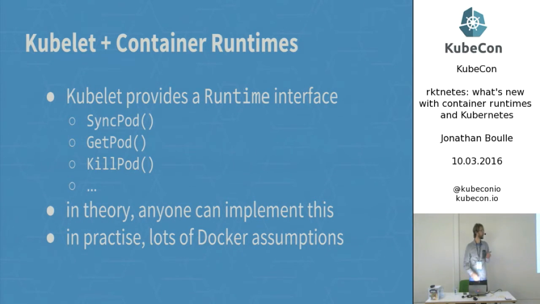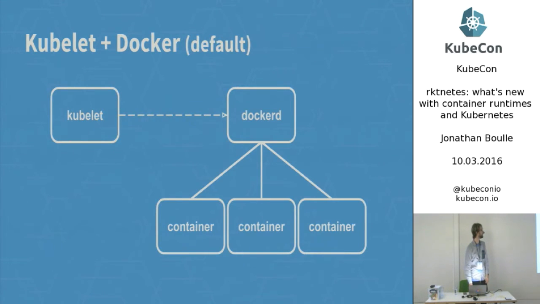In theory, it's pretty straightforward to just implement this interface, and then suddenly, great, you have a new container runtime that Kubernetes supports. But in practice, there are a lot of assumptions in different parts of the code, and also elsewhere in the kubelet, that do assume Docker, and so there's a bit of work to be done teasing that out. We've spent a lot of time refactoring a lot of that code to make it more agnostic before we can actually get to implementing Rocket support.